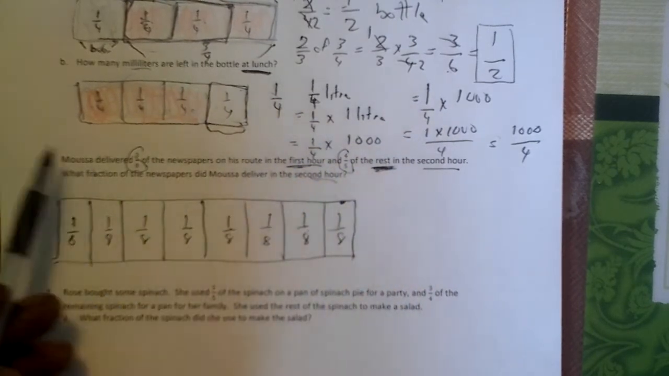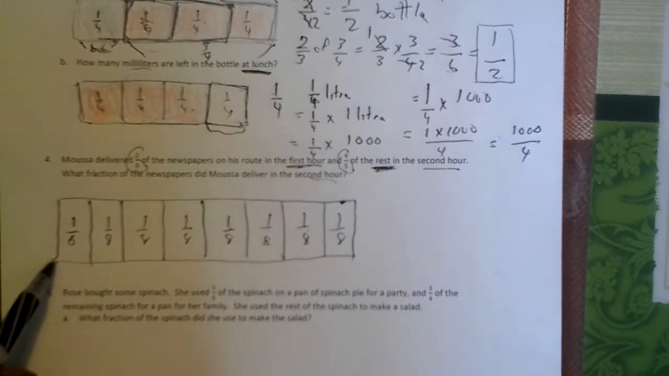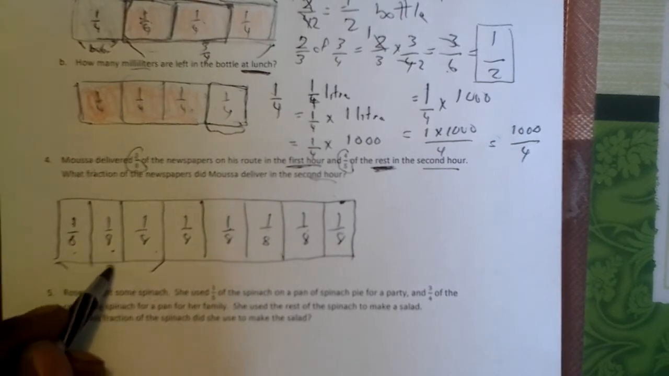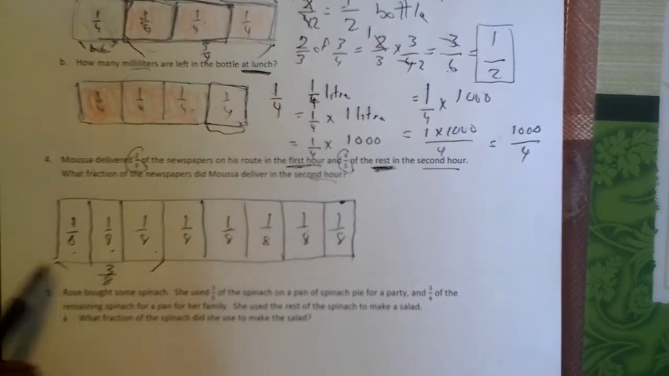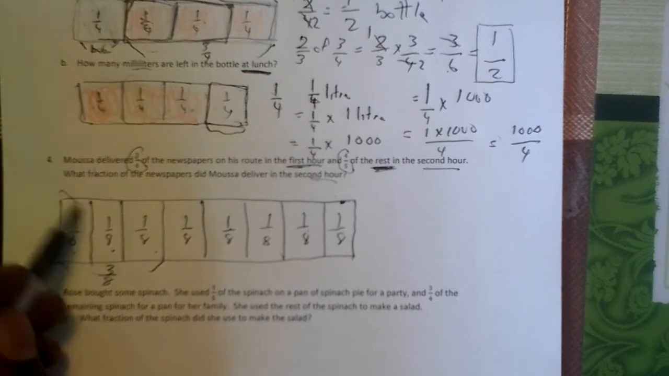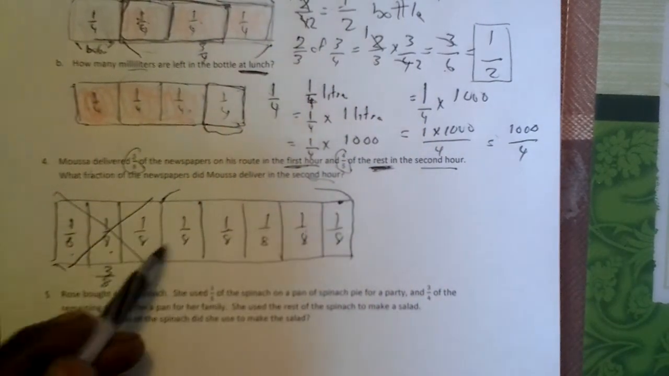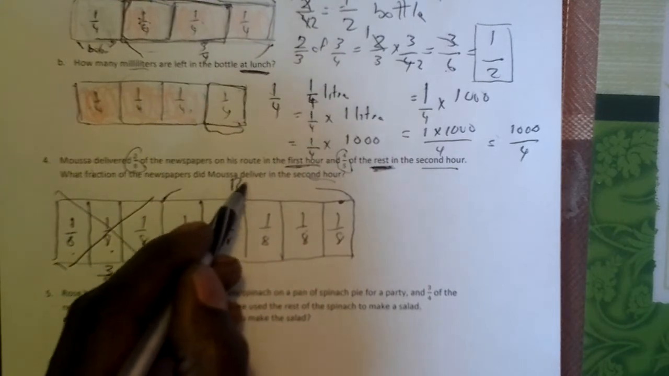So what fraction in the second hour? So anyway, let's count 3/8, right? So we have 1, 2, 3, and that's what he delivered already, okay? But we don't need that because they're gone. We need to find what is the rest. So this is the rest, right?